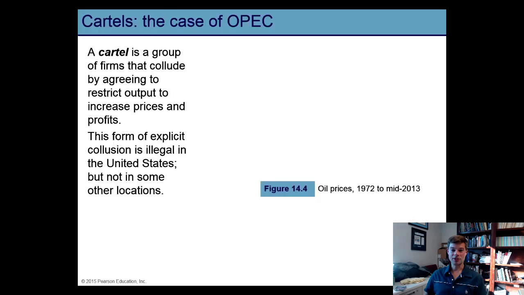Let's look at one more example. This is going to be an example that considers a cartel. A cartel is a group of firms that come together in order to collude. They collude in order to raise price, to raise profits. These firms in the cartel collude by restricting output. Cartels and collusion are illegal in the United States, but they're not illegal in some countries.